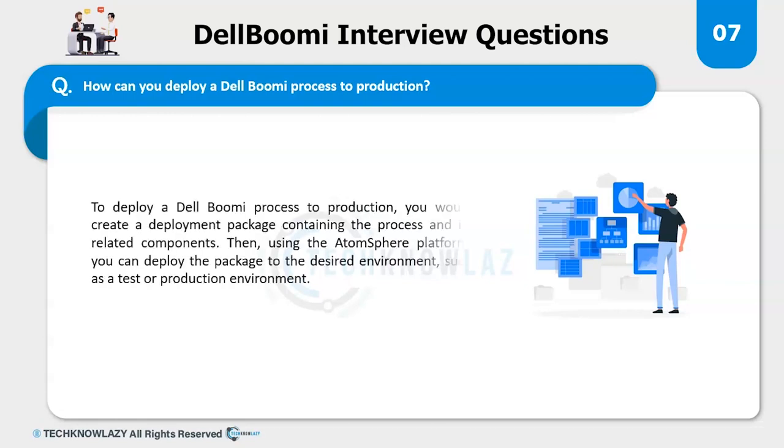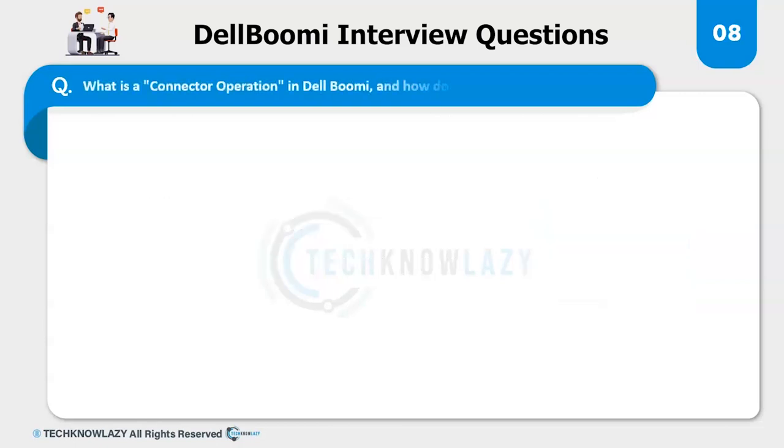The answer for this question is, to deploy a Dell Boomi process to production, you would create a deployment package containing the process and its related components. Then, using the AtomSphere platform, you can deploy the package to the desired environment, such as a test or a production environment. Now, the eighth question.